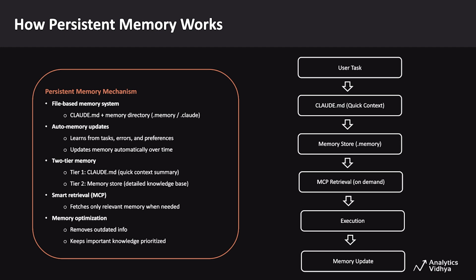Now, instead of loading everything every time, it uses something called MCP-based retrieval. This means it only pulls the relevant memory when needed, which keeps things efficient. And to avoid clutter, it also cleans up memory in the background, removing outdated or duplicate information and keeping only what's important. So, overall, the system works like a loop: load context, execute tasks, and update memory. And that's what allows CoWork to improve over time without you repeating everything again and again.